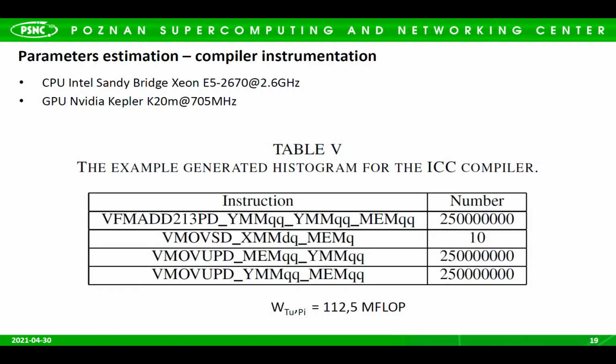To estimate the number of flops for the Intel Manycore CPU, we use the compiler instrumentation approach. The Intel Software Development Emulator tool emulates instructions on the Intel 64 instruction set. This tool can generate histograms of instructions executed, their length and category. For example, many scalar and vector instructions can be counted, which is what is relevant in our case. The table presents the generated histogram for the ICC compiler. In general, there are 112.5 megaflops executed.